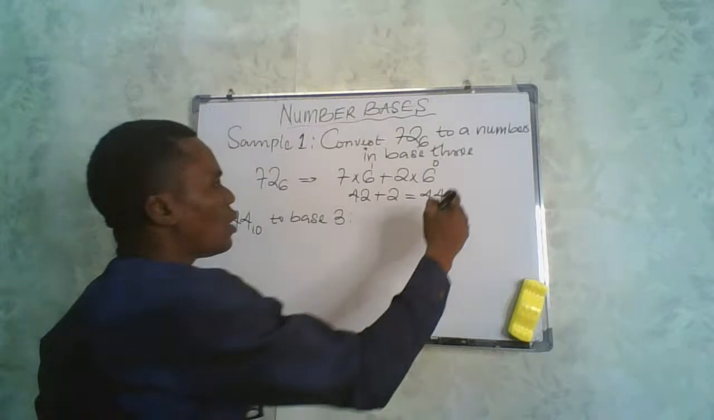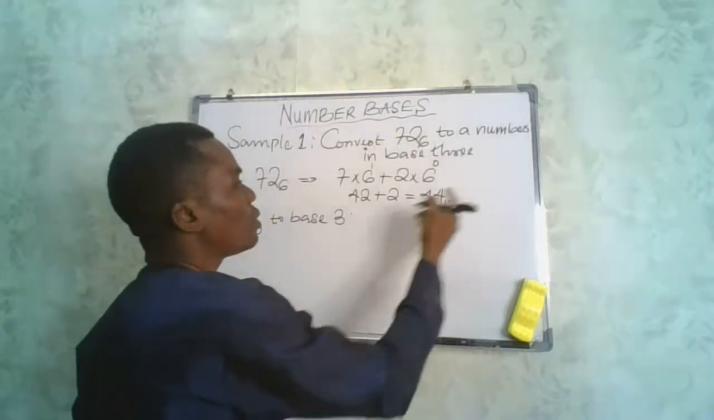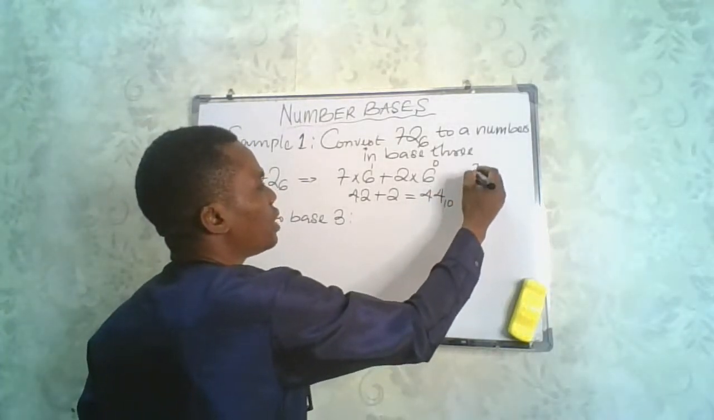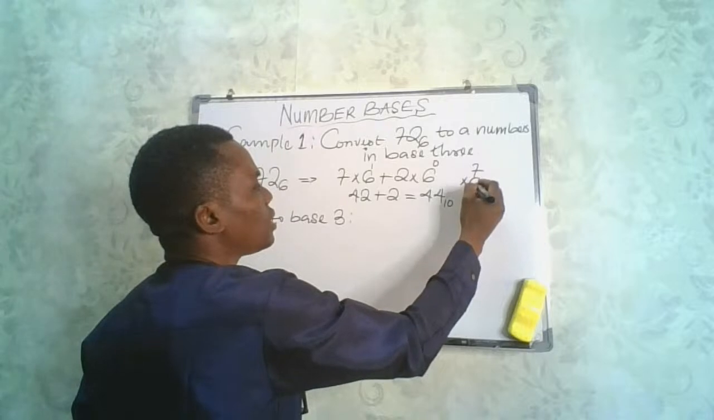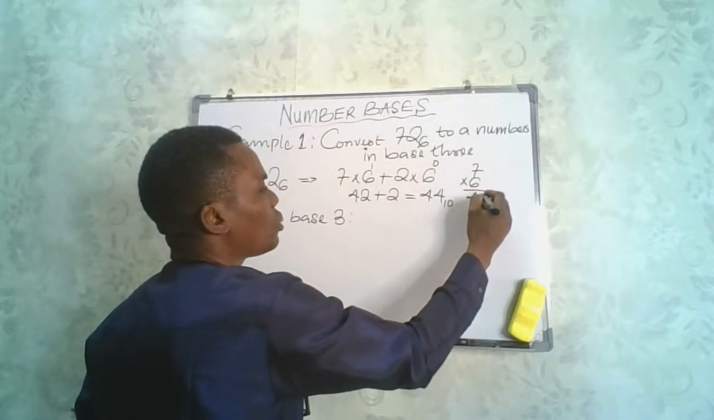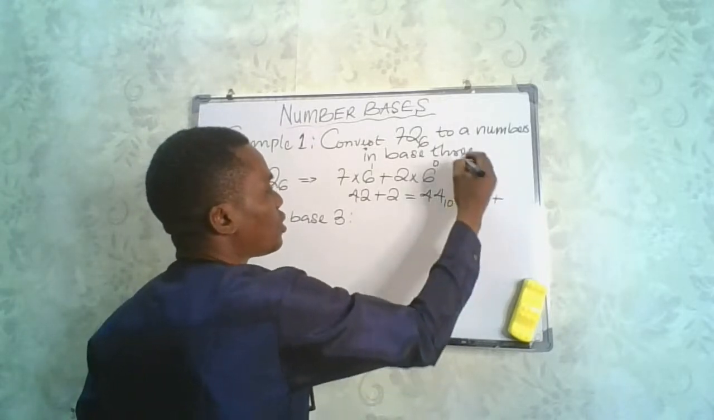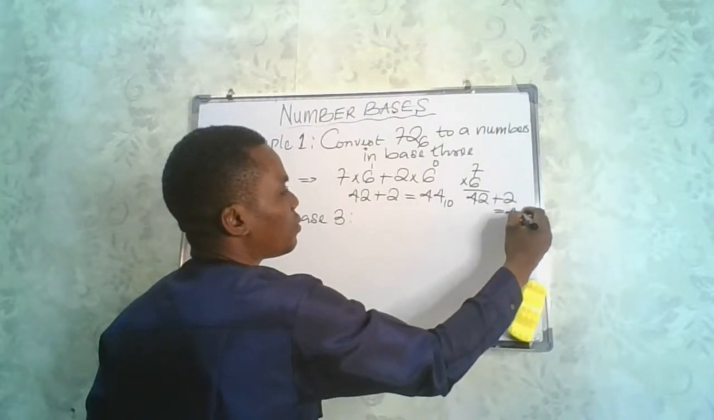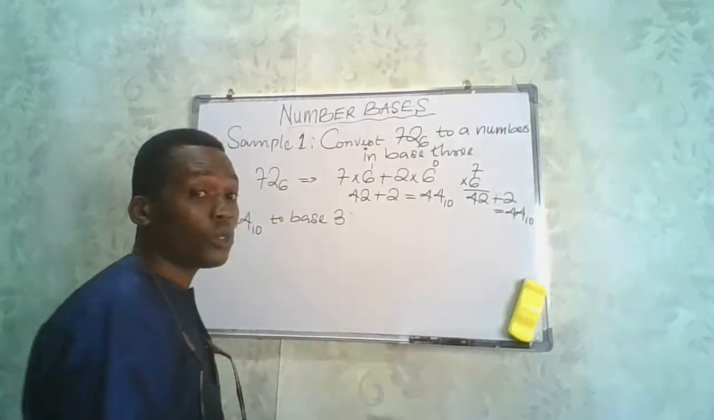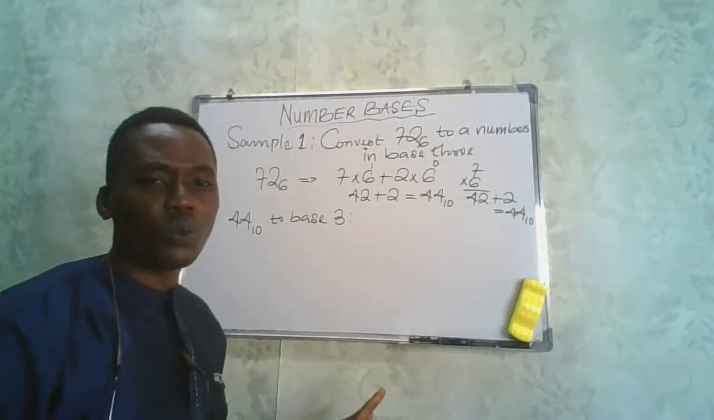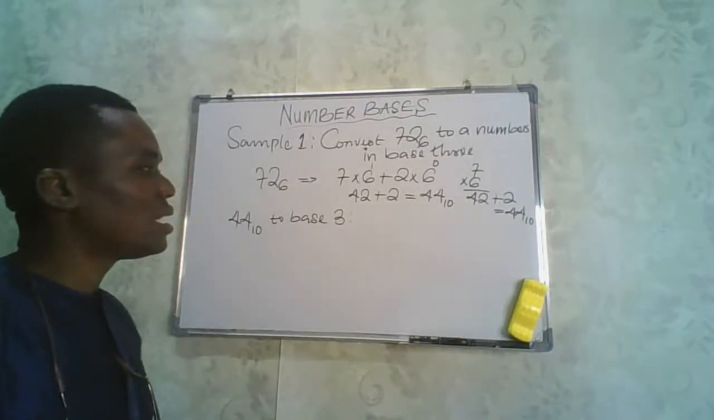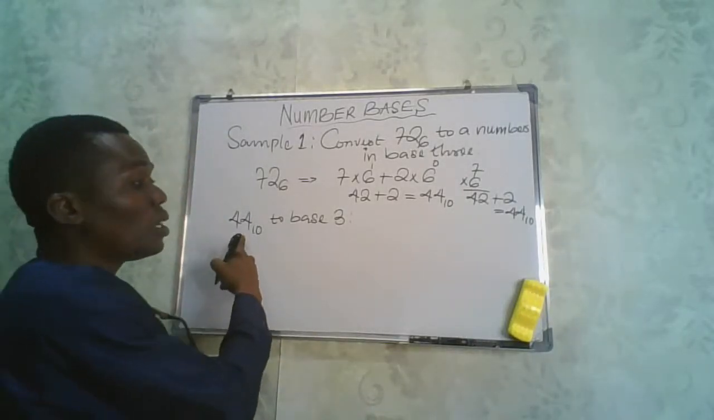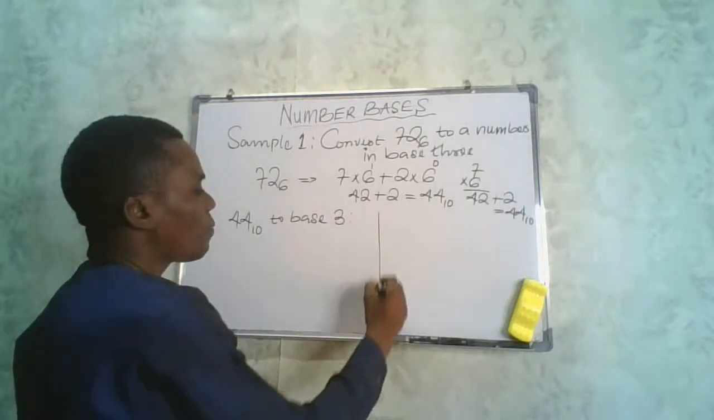Now, do you remember that if we are using the successive multiplication method, this will just be 7 times the base, which is 6, and that will be 42. And 42 plus the next one, which is 2, will give me 44 in base 10. Straightforward. I don't need to waste much time. And that is that. Now let's convert 44 in base 10 to base 3.